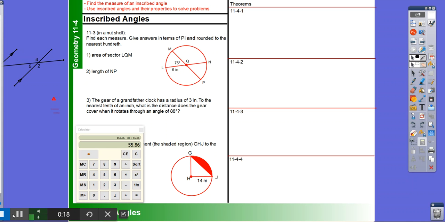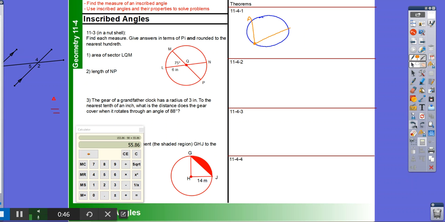All right, so we're going to talk about the theorems for inscribed angles. And the first one I want to talk about is this situation. We're going to have several different situations. We're going to start with a circle, and on the circle, we're going to have a point, and that point is going to have two chords coming out of it. We'll call the point of intersection here, A, B, and C.